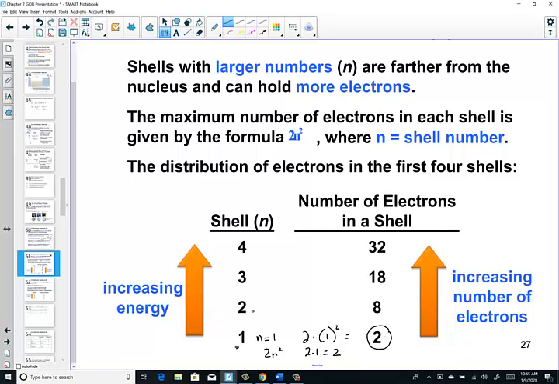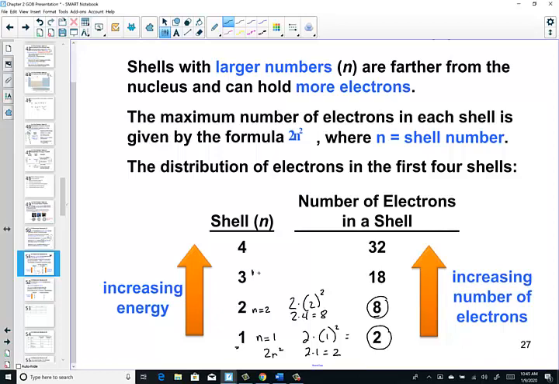What if n equals 2? So this means 2 times 2 squared. 2 squared is 4. 2 times 4 gives me 8 maximum electrons. Well, we knew that. Period 2 has 8 elements: lithium, beryllium, boron, all through neon.